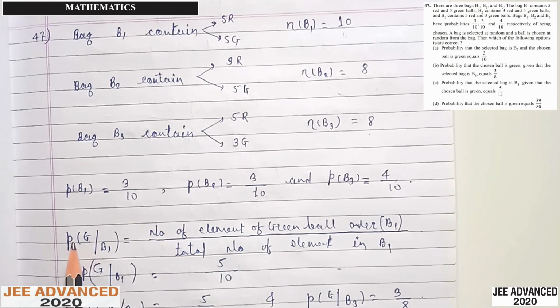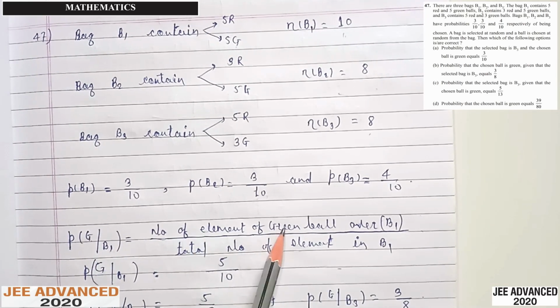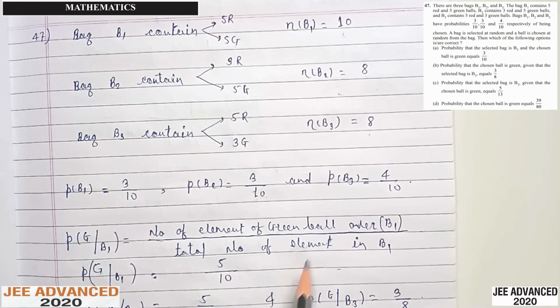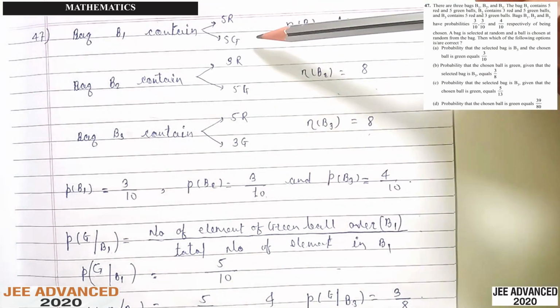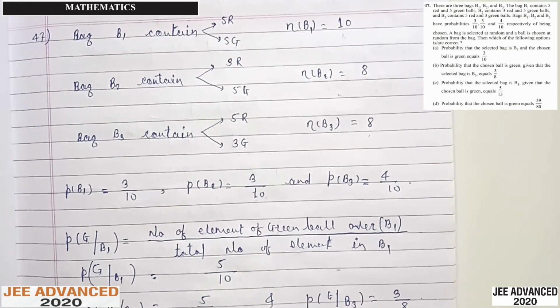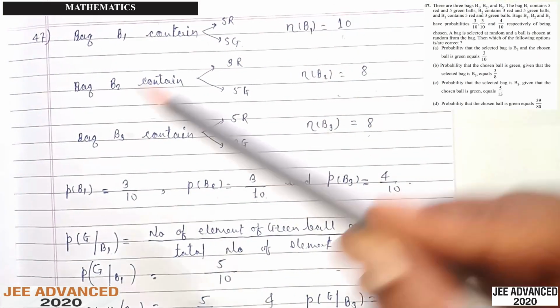Okay, so the probability of a green ball over B1 can be written as the number of elements of a green ball over B1, over the total number of elements in our sample space, which means the total number of elements in our B1. The number of green balls in B1 is 5, and the number of elements in the sample space is 10.